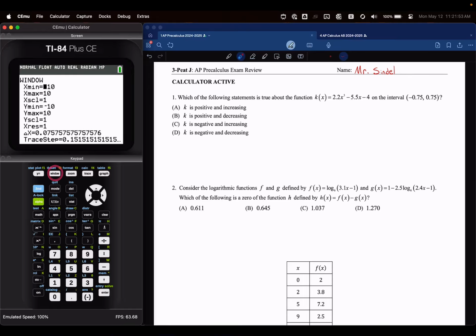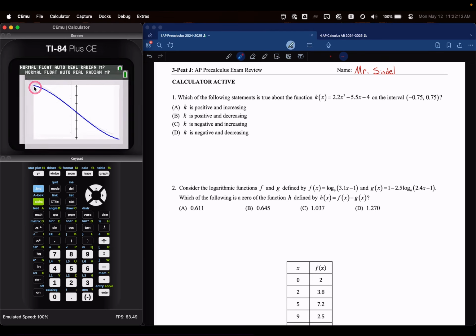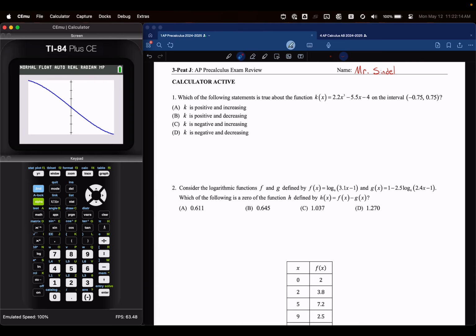I'm going to my window key, and I'm going to clear and type in negative 0.75, and I'm going to go down, clear, and go to 0.75. I'm going to hit zoom 0 so we can see this thing zoomed in as well as it can. All right, well, clearly my function is going down. I mean, just look at this function. I don't mean to actually write in this thing, but it clearly is going down, down, down.